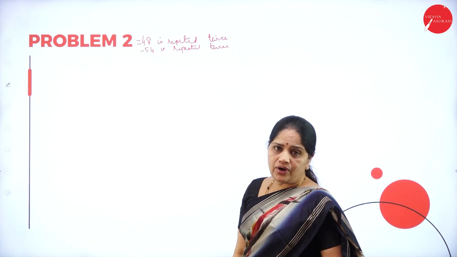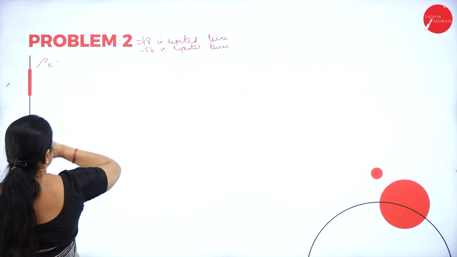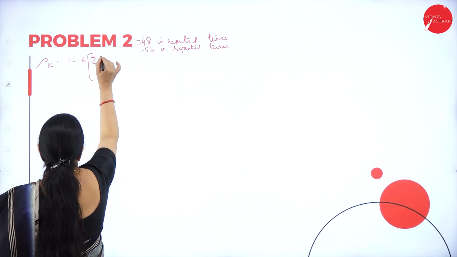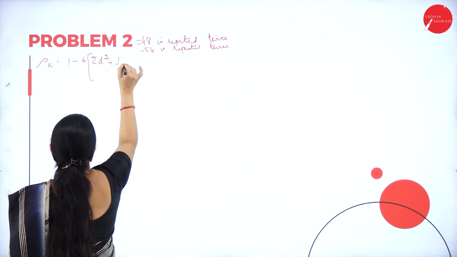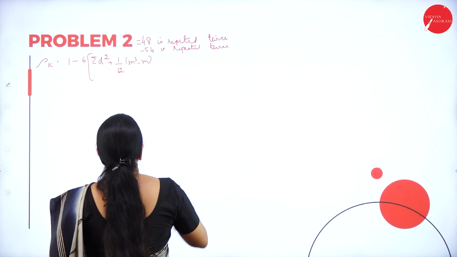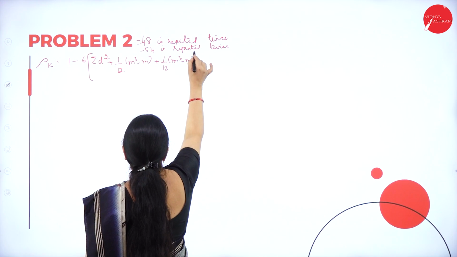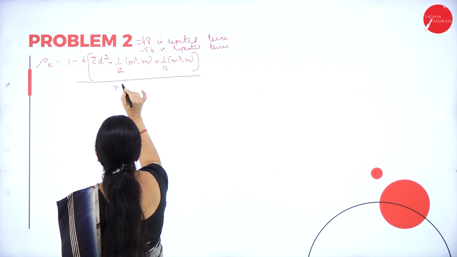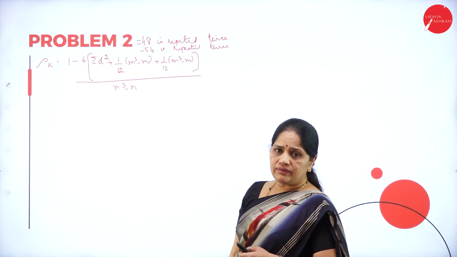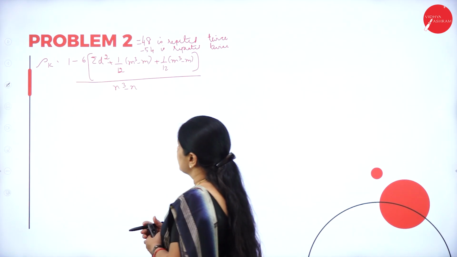Now we have the formula here. The rank correlation formula, that is Spearman's rank correlation, ρ equals 1 minus 6 into sigma D square plus 1 by 12 into m cube minus m, plus 1 by 12 into m cube minus m, whole over n cube minus n. Now n represents the total pairs of values given, and m represents the number of times each value is repeated.